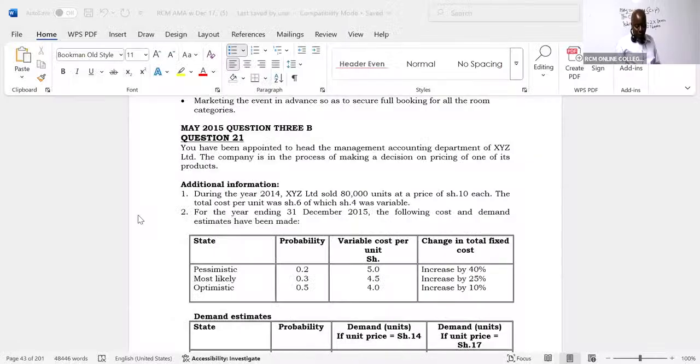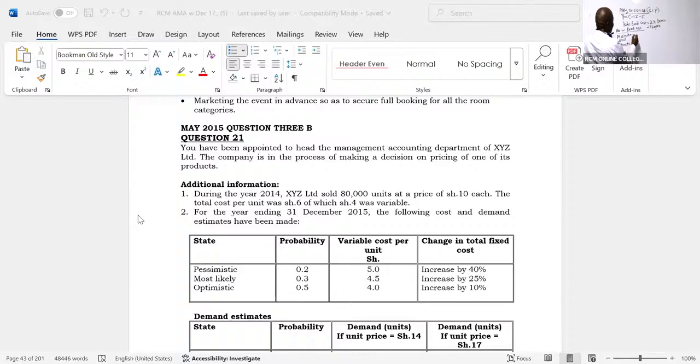We are told there, for the year coming now, 2015, the following cost and demand estimates have been made. So you can see we have 3 states versus probabilities versus variable costs. Then you can see the change in fixed cost. I would want to know the new fixed costs given the 3 states. So we have here pessimistic, most likely, and optimistic.